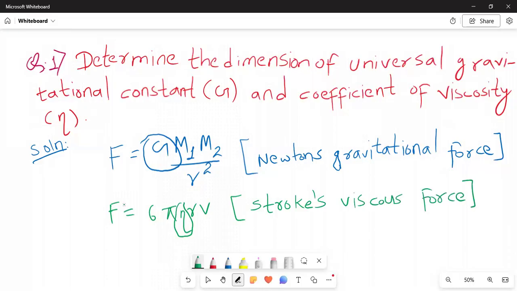First, you have to find out in which equation these constants were introduced. After finding the equation, we can put the dimensional formula of the known quantities over there and determine the dimensional formula of those constants. In the first case, we will determine the dimensional formula of universal gravitational constant, and in the second case, the dimensional formula of coefficient of viscosity. For that, we first have to remember these two equations.